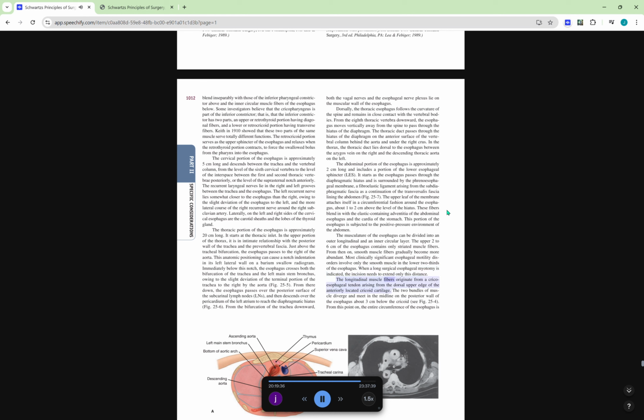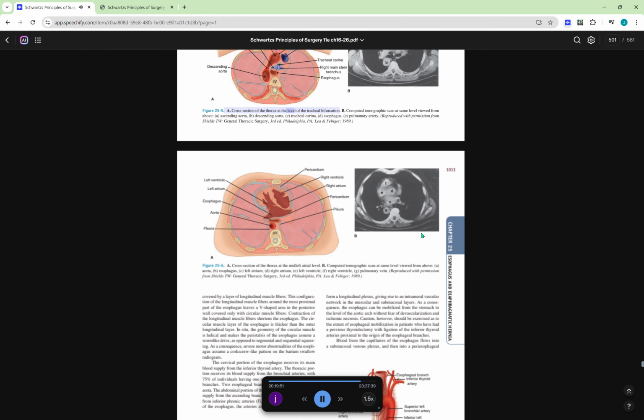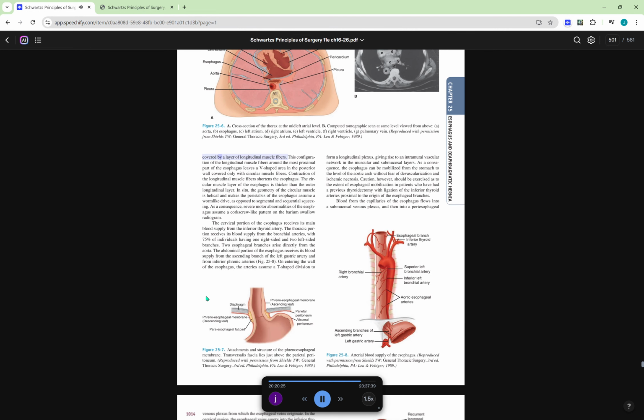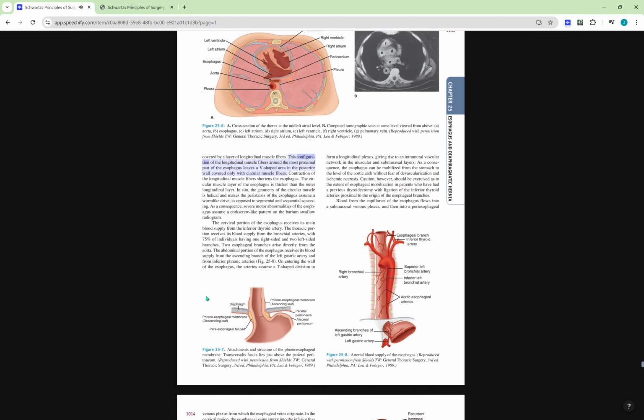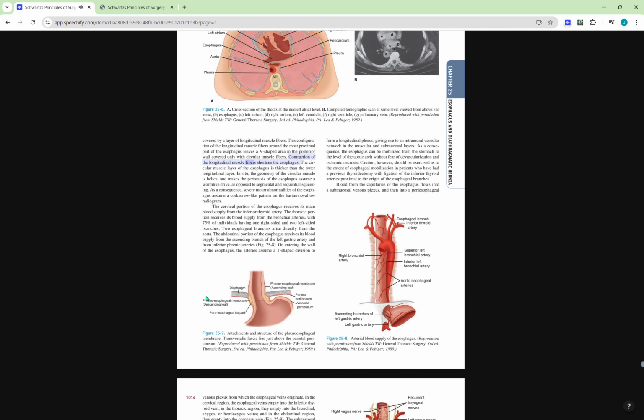The longitudinal muscle fibers originate from a cricoesophageal tendon arising from the dorsal upper edge of the anteriorly located cricoid cartilage. The two bundles of muscle diverge and meet in the midline on the posterior wall of the esophagus about 3 centimeters below the cricoid. From this point on, the entire circumference of the esophagus is covered by a layer of longitudinal muscle fibers. This configuration of the longitudinal muscle fibers around the most proximal part of the esophagus leaves a V-shaped area in the posterior wall covered only with circular muscle fibers. Contraction of the longitudinal muscle fibers shortens the esophagus.